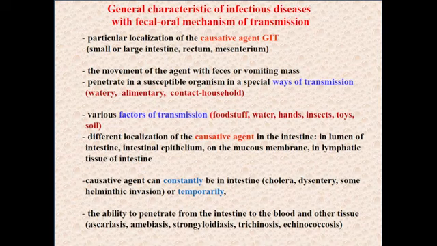or even soil. Different localization of the causative agent in the intestine: in the lumen of the intestine, on the intestinal epithelium, on the mucous membrane, in the lymphatic tissue of the intestine. The causative agent can constantly be in the intestine, like in cholera, dysentery, and some helminthic invasions, or temporary. The ability to penetrate from the intestine to the blood and other tissues: ascariasis, amoebiasis, taeniasis, trichinosis, and echinococcosis have this ability.